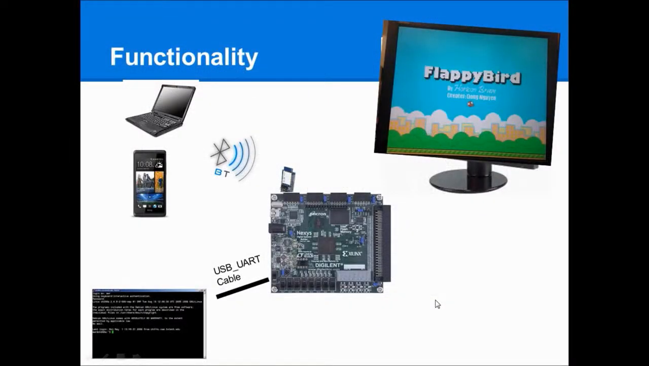As for the functionality of our project, as you can see, we use this FPGA board to carry out the main logic of the game. We also use this Bluetooth module for Bluetooth communication. So you can use a laptop or a cell phone app to control our Flappy Bird. Also, if you don't have Bluetooth, you can control it through a USB cable, with whatever command line you're going to use.